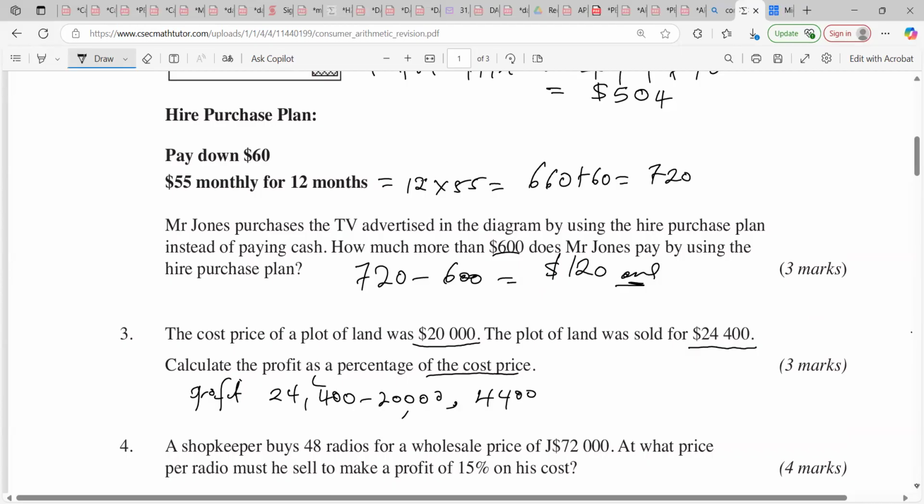Now let's find the profit as a percentage of the cost price. Now this represents the cost price, so it's going to be 4,400 over 20,000 times 100%. And that would give us our answer. So let's do that. Again, use a calculator. This is paper 2.